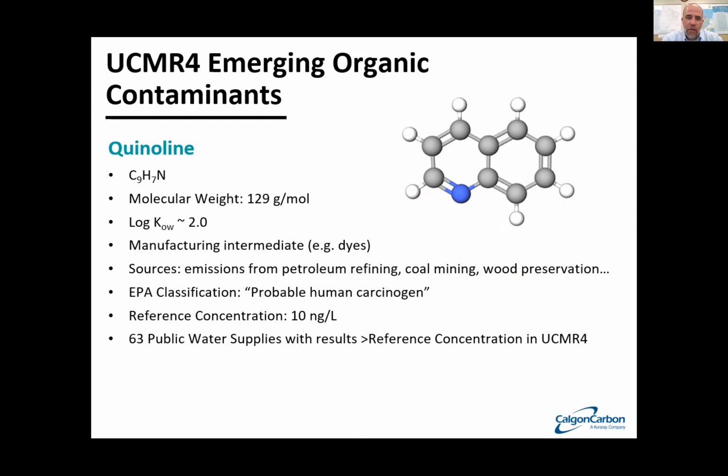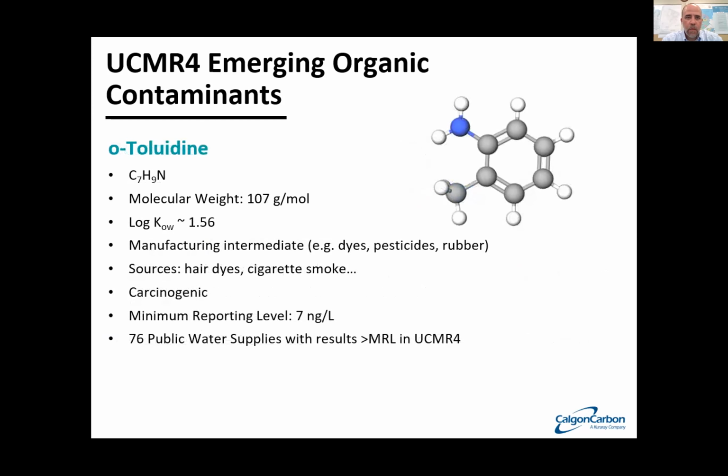EPA class, probable human carcinogen, with a reference concentration. So this is different than the reporting limit for the last compound. This is where EPA would be targeting a limit to say, okay, if it's below this level, it would be safe for consumption. Above this level, we'd expect increased cancer risk. So in this case, quite a few more detects than the BHA, the butylated hydroxyanisole: 63 public utilities with a reference concentration greater than that 10 nanograms per liter.